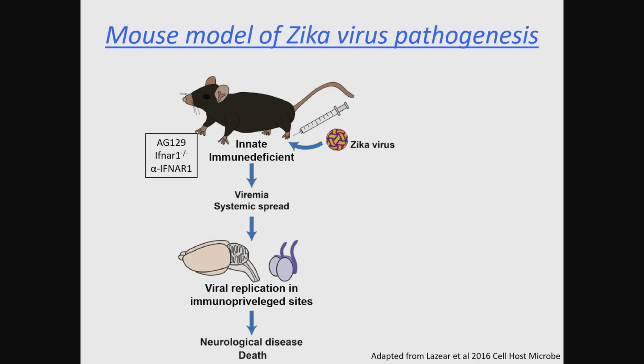Now, to study this vaccine, we're using the mouse model of Zika virus pathogenesis. So Zika virus naturally infects primates. And so to get the mouse model to work, we must make the mice immunodeficient. And we have several ways we can do this.